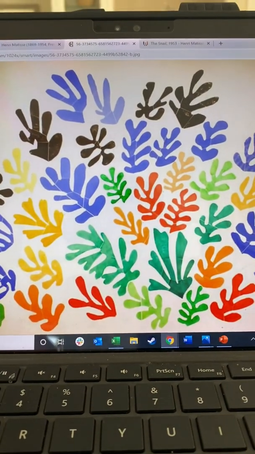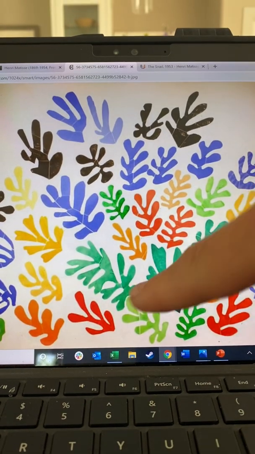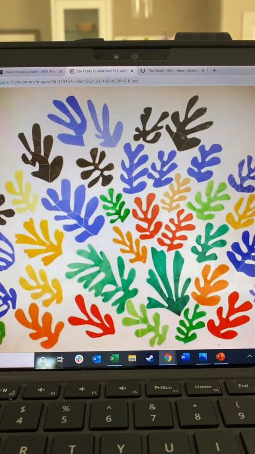Here's another picture done by Matisse. And Matisse is known for his bold colors. Lots and lots of colors in his artwork and big, bold shapes.